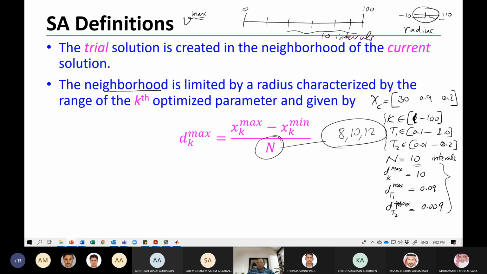So for this current position, if you want to create a trial solution, what will you do? How do you create it? Can we do it similar to particle swarm?